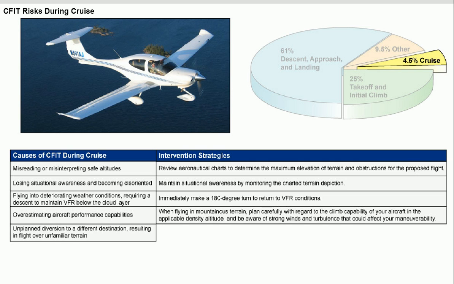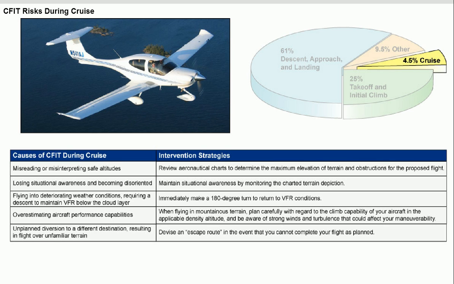When flying in mountainous terrain, plan carefully with regard to aircraft performance in the applicable density altitude. In addition, in mountainous terrain with high-velocity wind at mountaintop level, strong updrafts and downdrafts could affect your maneuverability. Devise an escape route in the event that you can't complete your flight as planned. The escape route can be as simple and effective as a 180-degree turn, providing that you have sufficient altitude and airspeed.